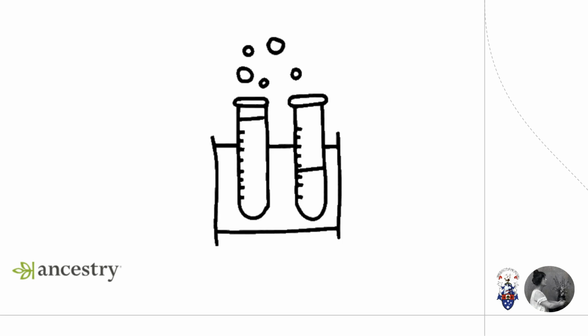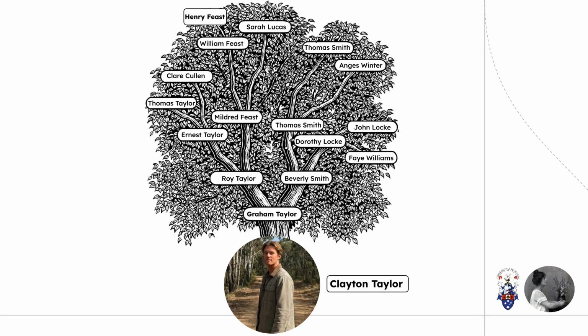The results were surprising. There was no genetic connection between Clayton and the man he'd been told was his father. Therefore, there was no DNA connection between Gary or that convict ancestor.